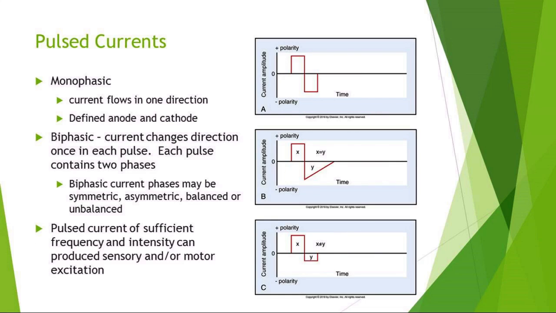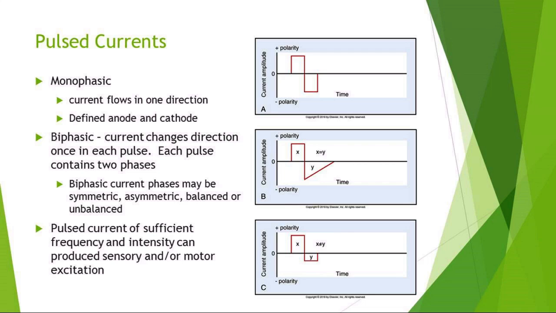So in monophasic, the current flows in one direction. There's a defined anode and cathode, just like in direct current. The only difference between direct current and monophasic pulse current is it's not continuously on in pulse current. It's on and off. In biphasic, the current changes direction once in each pulse. So each pulse contains two phases, positive, negative. So you have no net charge.